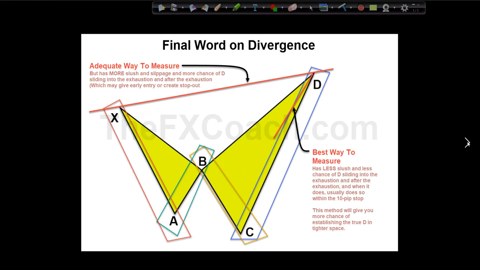Now, no divergence is ever right or wrong. Let me rephrase that. No divergence is 100% correct. It's right most of the time. A divergence reading is wrong some of the time, which is why in quickfire there's multiple criteria. But if you measure X to D as your divergence, it kind of defeats the purpose of being on a 15-minute chart.